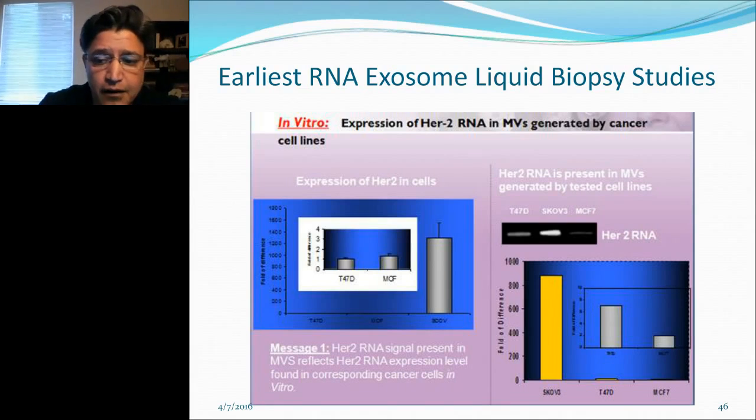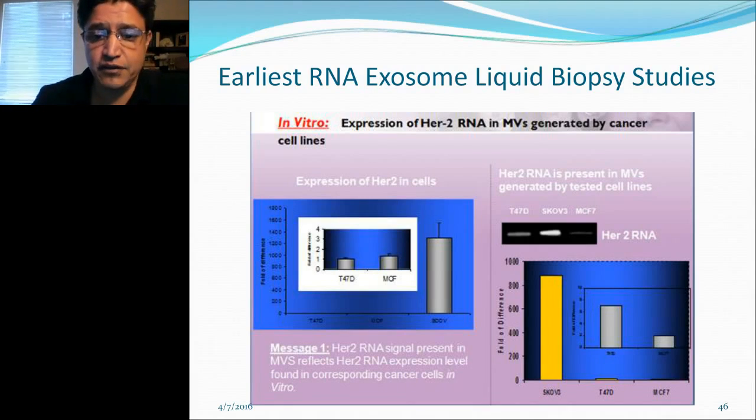And then we also did some agarose gel electrophoresis to confirm those results. You can see here that the expressions are there, and also relative. So the SKOV3 expresses it quite high compared to the other lines.